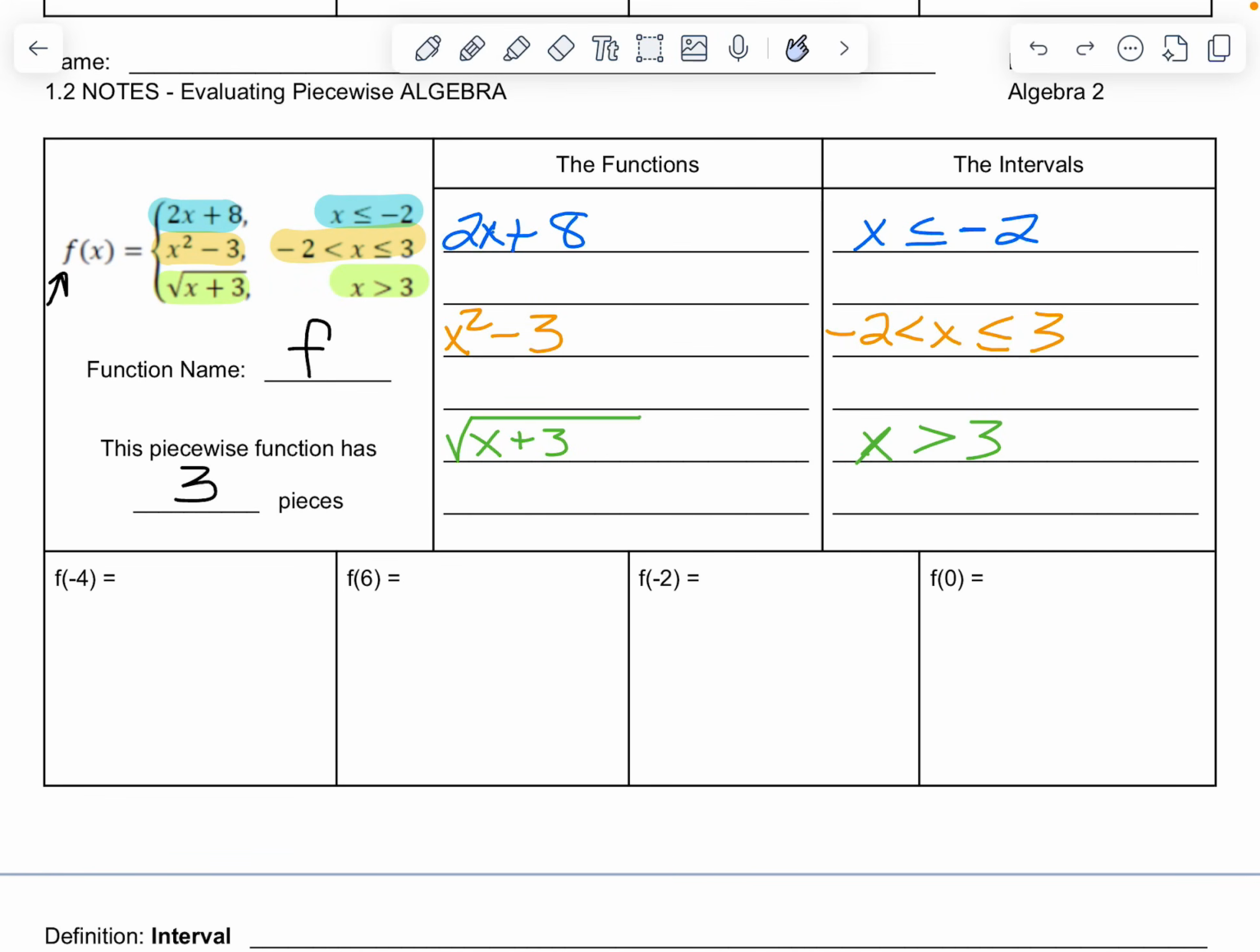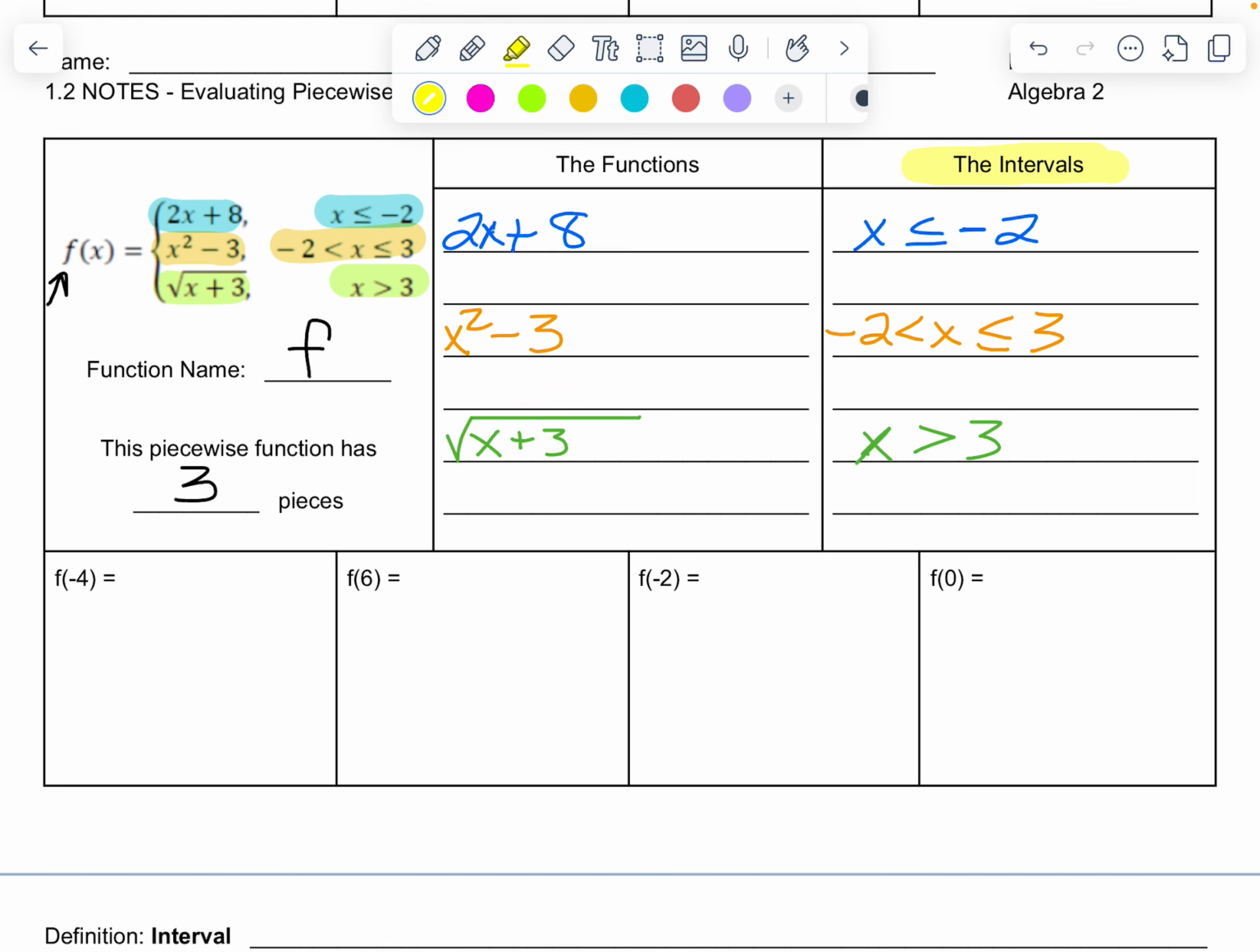All right, so we're going to go ahead and evaluate the piecewise function here, provided the information right above. We'll use the same exact piecewise function with the three pieces that we talked about in the previous notes. Here, we want to make sure that we pay attention. It is very important to pay attention to these intervals.